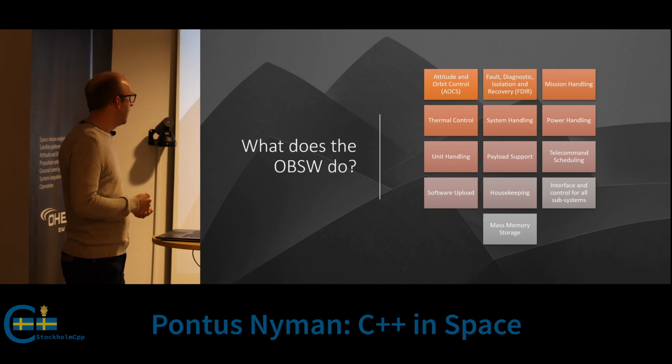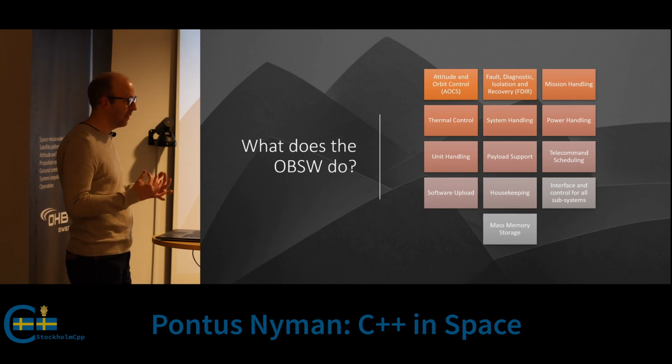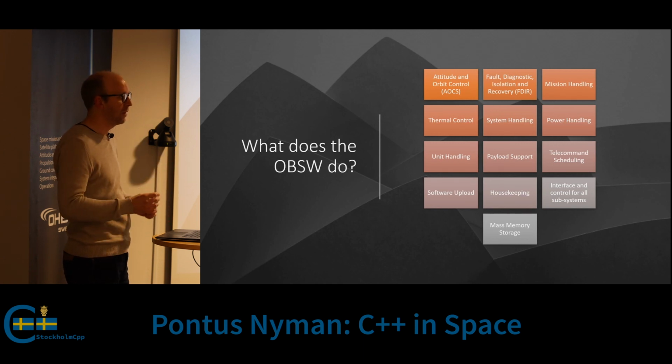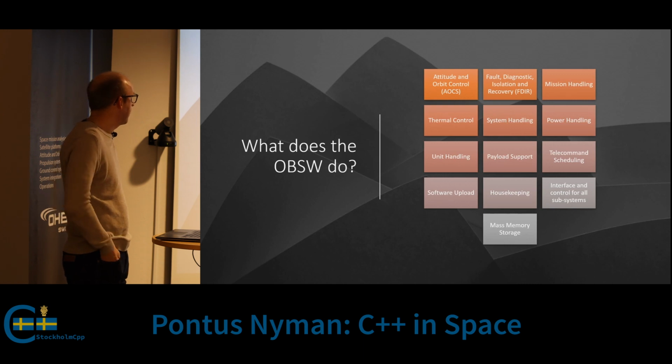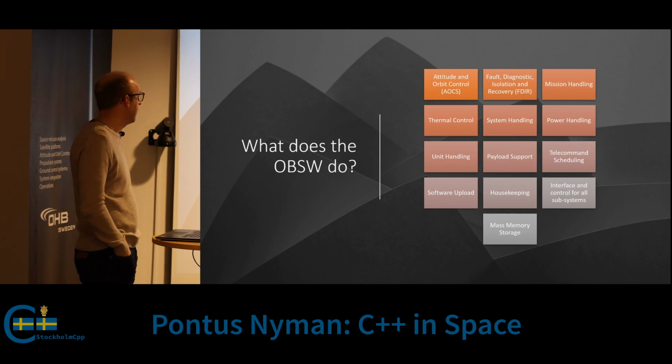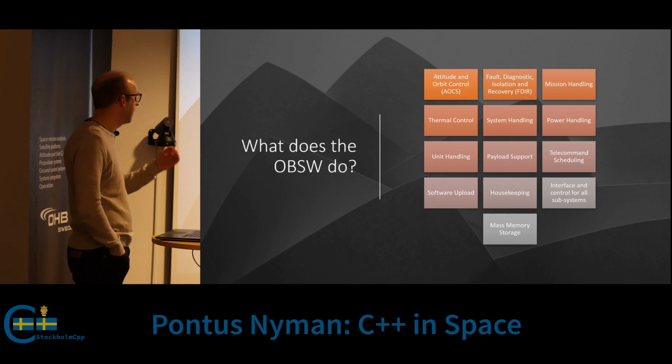We have something we call unit handling, and that's about, since we often have redundant devices, like multiple reaction wheels, multiple GPS receivers, if a device gets in such a bad state that we really can't do anything, we try to reboot, nothing helps, then we can switch over to the redundant device and run from there. The payload is mostly autonomous. It takes care of itself, but sometimes we need to support it a bit, like give it some time or do some configuration.